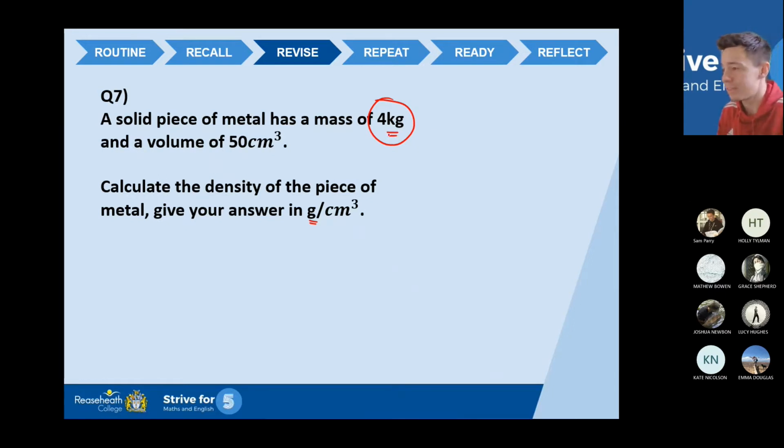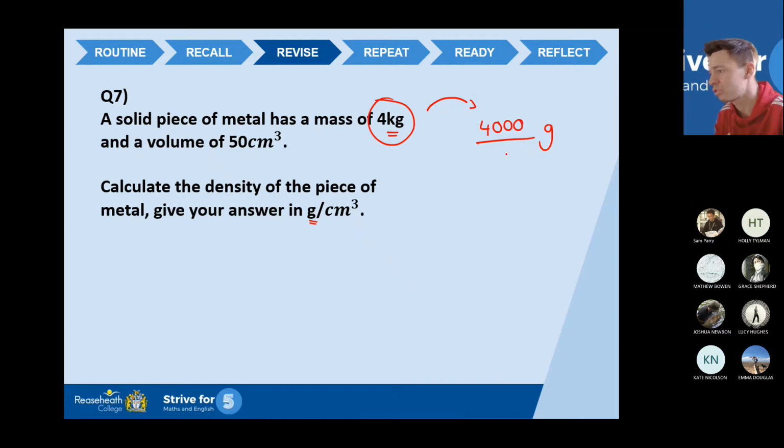So guys, in the chat, 4 kilograms, what is that in grams? What are we thinking? 4,000. Josh, new one, excellent.